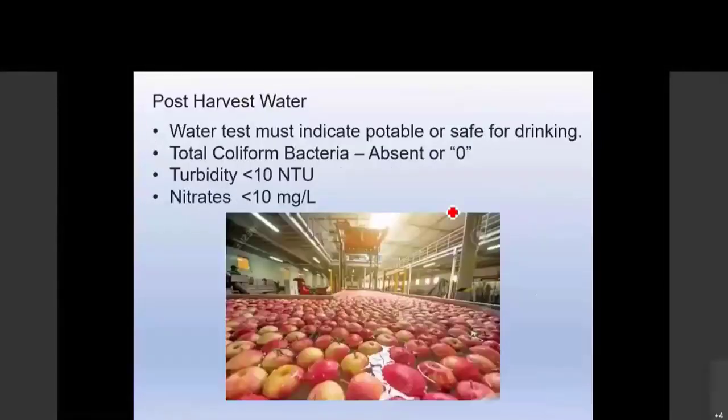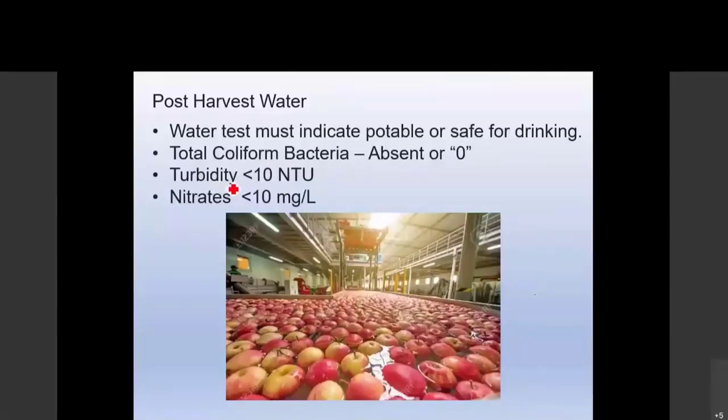All right, now your water standards must be potable, or you can call that safe for drinking. Now we're looking at total coliform bacteria, which must be absent or zero. Your turbidity needs to be less than 10 NTUs. Who knows what an NTU is? Well, I looked it up, and I'm going to mispronounce this. It's a nephelometric turbidity unit. And I just accept their number, but it's got to be less than 10. And your nitrates, less than 10 milligrams per liter.